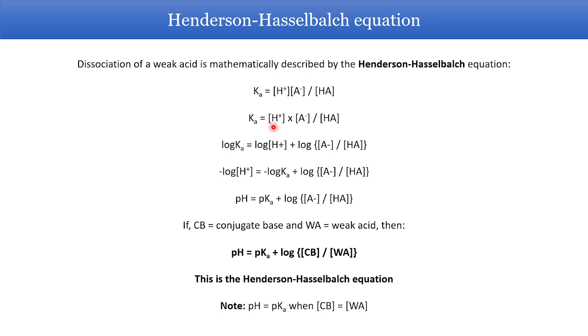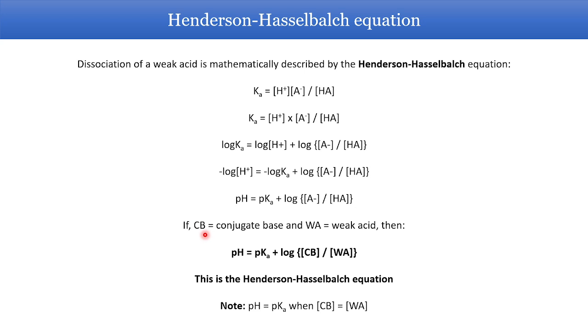So if we write it in this manner and take the logarithm on both sides, what we get is log Ka equal to log H plus concentration plus log of this entire term over here. And when we put the negative sign on both sides, or exchange these two values, what we have is minus log of H plus, which is our pH, and minus log of Ka, which is our pKa. So pH is equal to pKa plus log of conjugate base by weak acid.